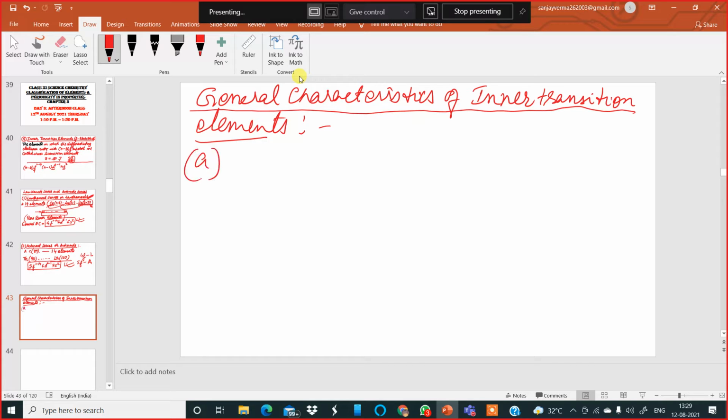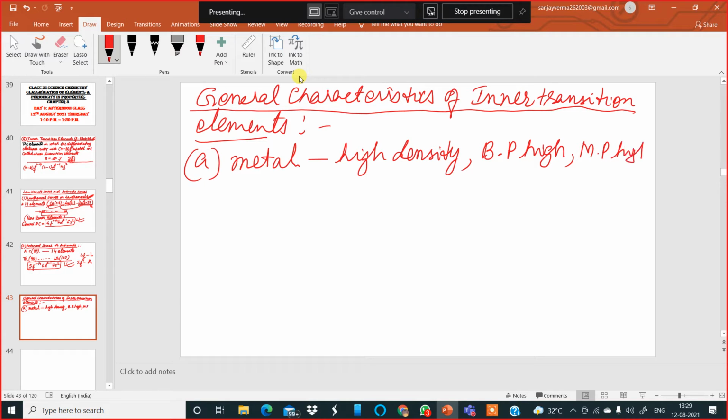The first one is like this: all inner transition elements are metals. So if it is a metal, then they will definitely have high density. If the density is high, then the boiling point will also be high, and the melting point will also be high. So the inner transition elements, all of them are metals, having high density, high boiling point, high melting point.